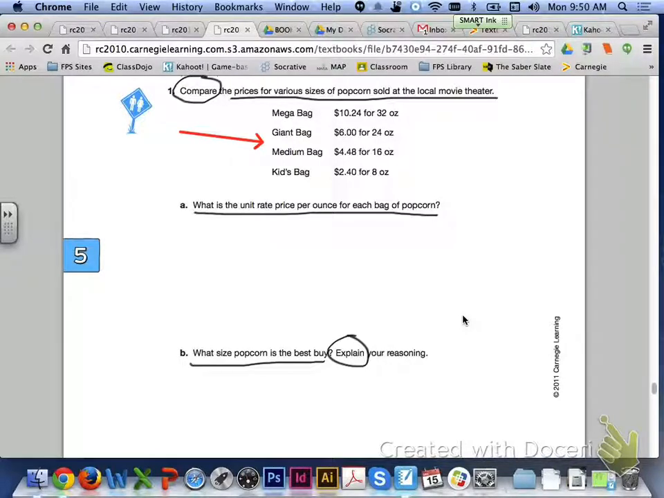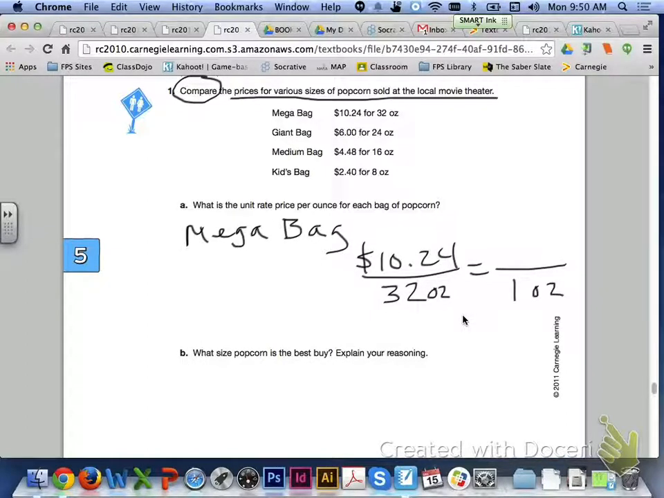So let's take a look at the mega bag and get an example of how we should set up the work in order for you to figure out the rest. So here is how you can set up your work. If you set up a proportion, you're going to be able to figure out how much you are going to pay per ounce. I have $10.24 for a 32-ounce size of popcorn that is sold at the movie theater. So all I'm doing is just taking $10.24 and dividing that by 32 ounces. When I do that, I'm going to get 1 ounce for my denominator, and for my answer then, I am going to get 32 cents per ounce.